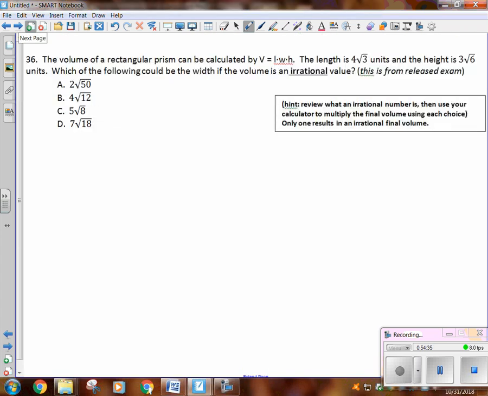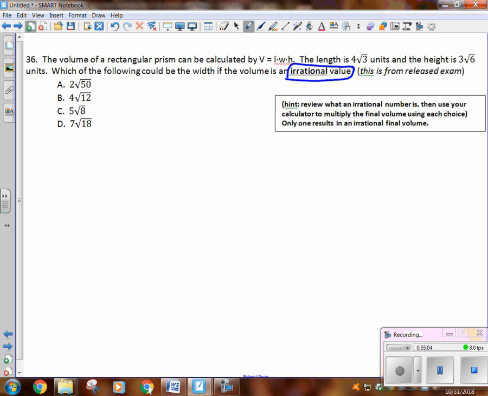The volume of a rectangular prism is calculated by the volume. I did not initially think I'd put this on the test, and there is no place where we're going to talk about volume, but you don't need to know anything about volume. All they're asking is what makes it an irrational value? I took this from a release exam, so I just need you to see that this is the kind of question you could run across, things you don't expect.